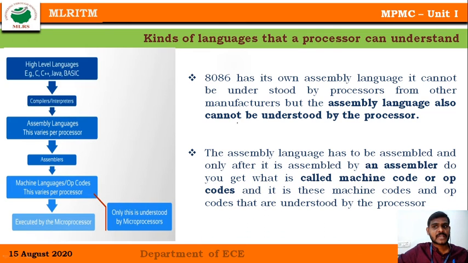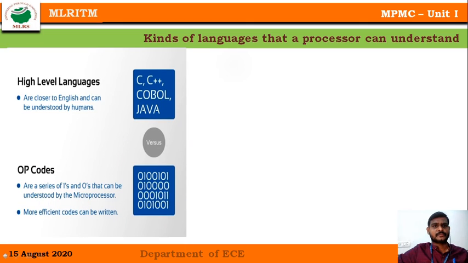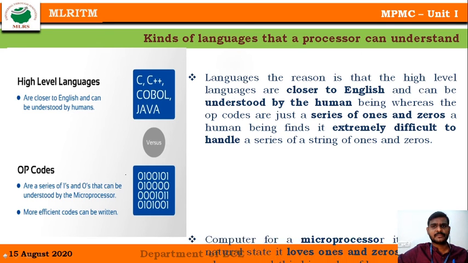The assembly language has to be assembled by an assembler. An assembler produces machine codes or opcodes, which are what the processor understands. Simply put, an assembler converts assembly level language into machine level language so that the processor can understand it. These are some of the basic high level languages, such as COBOL and Java, while the machine can understand only assembly.